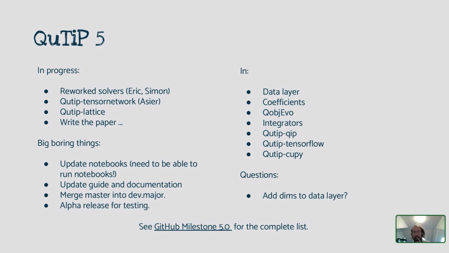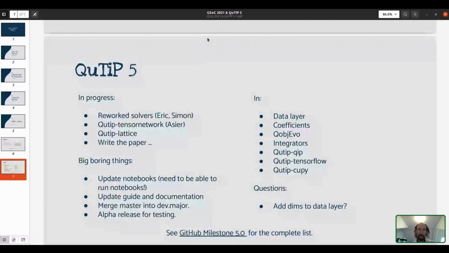And then I have one question, which we can discuss now if we need to, but otherwise we can always discuss it later. There's a question about whether we should make the dimensions of the object, or the Hilbert space dimensions of the matrix being worked with, available to the data layer somehow. And there are some good reasons for doing this, but there are also some really good reasons not to do this. And that's it.